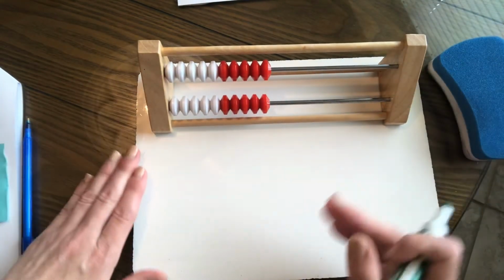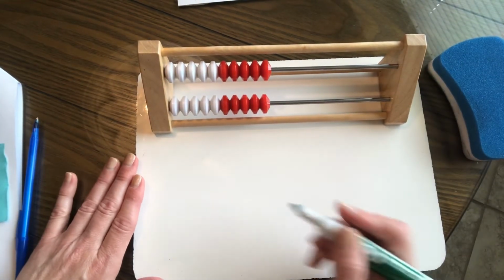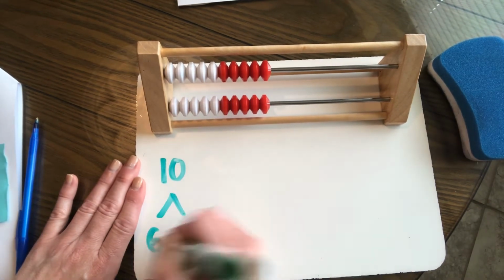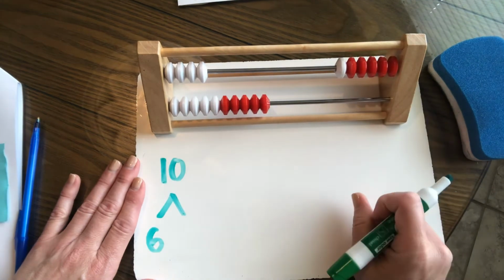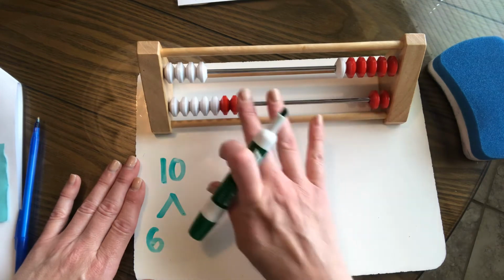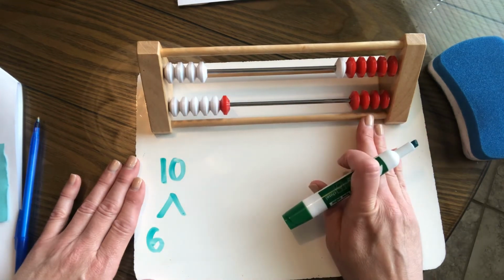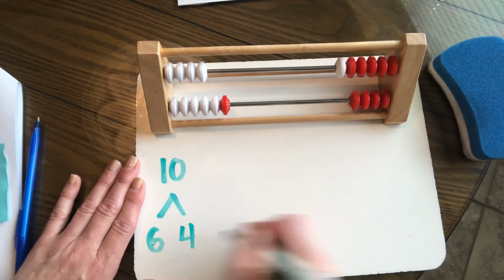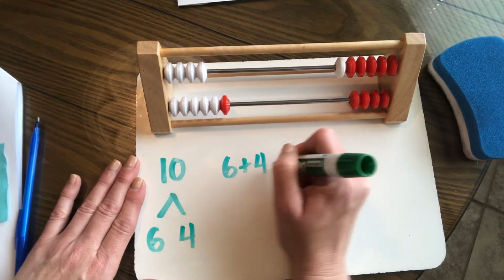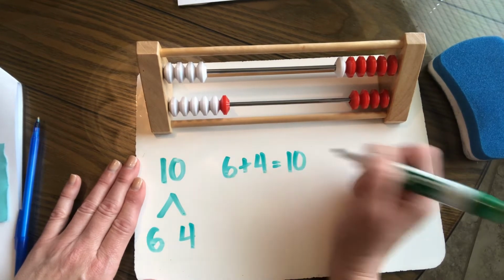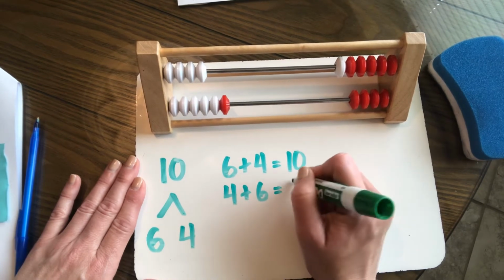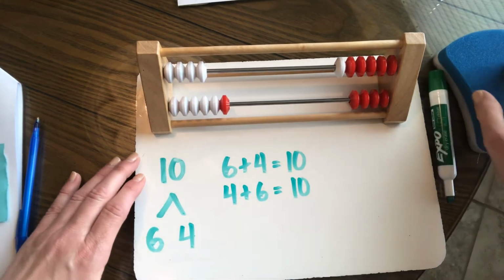Okay, let's make some more combinations. I love working with a number rack. This morning, let's go ahead and make 10 in all. But let's begin with 6. So I'm going to begin with 6 and count on to make 10. 7, 8, 9, 10. I moved over 4 beads, so 4 is my missing part. 6 add 4 equals 10. 4 add 6 also equals 10.